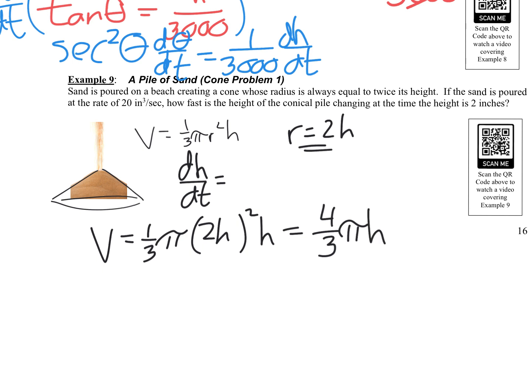Pretty cool. Now it's a pretty easy problem. You don't say that very often in a Calc BC class. It's a pretty easy problem. So I'm going to take the derivative of that with respect to time. Okay, Jackson, what's the derivative of that guy? You can just use the new found answer here. So the dV/dt, I'll get you started, is equal to what?